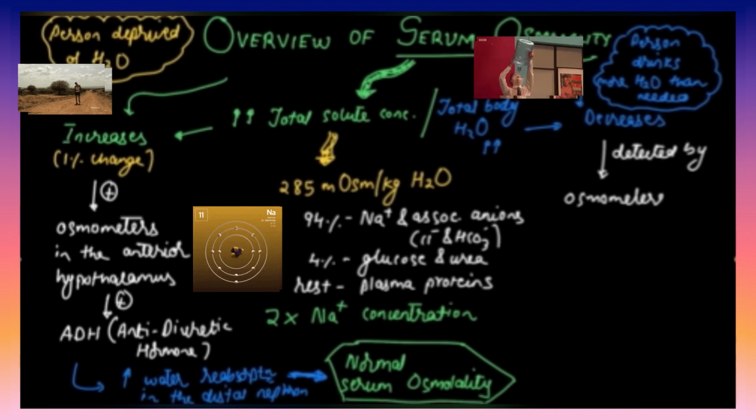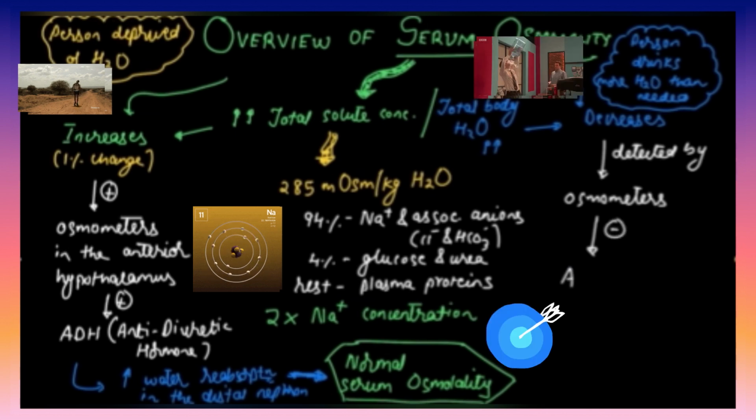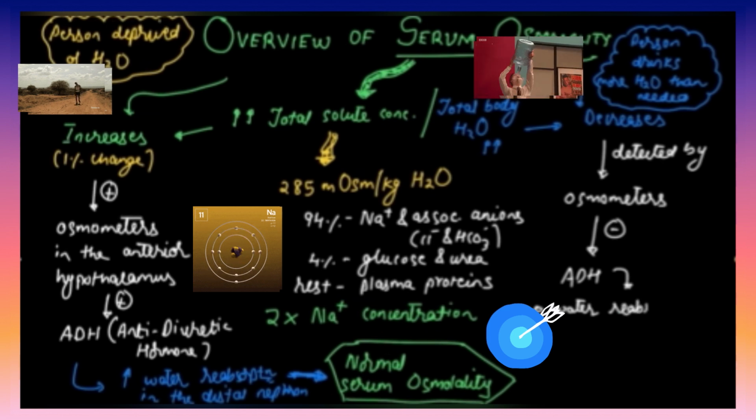Directed by osmoreceptors, these are also called osmometers, in the anterior hypothalamus, they put a brake on the release of ADH. And as a result, there is little or no water reabsorption from the late distal tubule and the collecting duct, and the osmolarity is brought back towards normal.